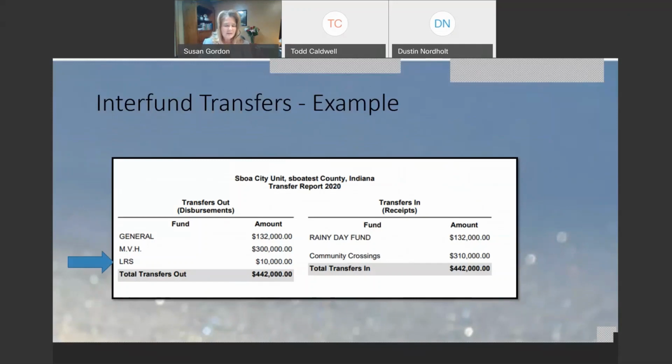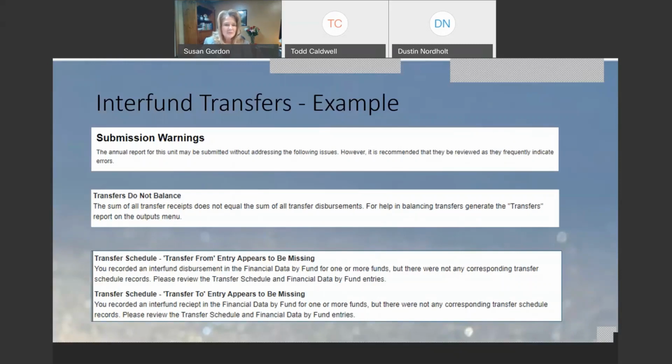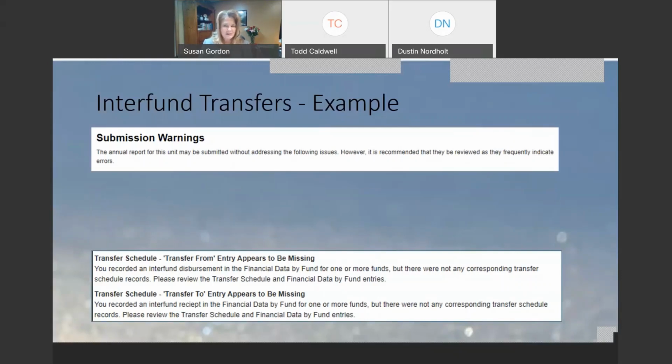So now I'm going to go back to that report. I'm going to check it. In my LRS, $10,000 is in there as a transfer out, and now my transfers out and my transfers in both balance at $442,000. So that makes me happy. Back to my submission warnings, and my transfers do not balance. That's not there anymore. But now I still have this transfer schedule where an entry appears to be missing.